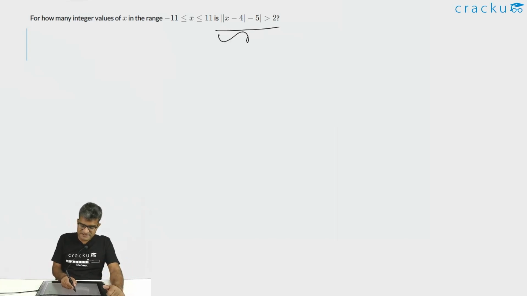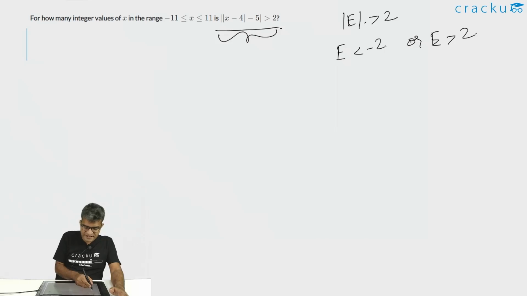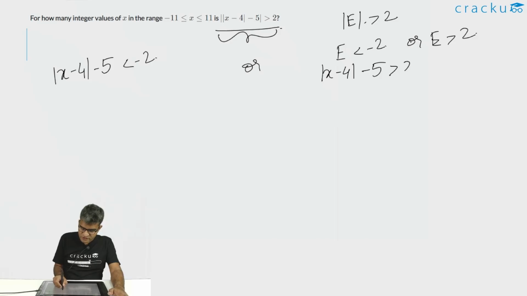Let us try to understand this inequality. Here you are given a modulus of an expression, which we are told is greater than 2. This would imply that either the expression is less than minus 2 or the expression is greater than 2. That is, we either want modulus of x minus 4 minus 5 to be less than minus 2, or we want modulus of x minus 4 minus 5 to be greater than 2. That is, we want modulus of x minus 4 to be less than 3 or modulus of x minus 4 to be greater than 7.